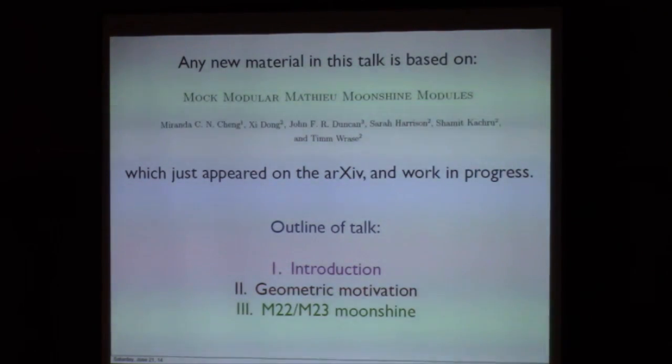So the outline of the talk is the following. There will be an introduction where I give you the 80s and early 90s preview of what Moonshine was. I'll then switch to geometry and motivate revisiting this subject. I think starting in 2010, there have been very good reasons to think about the subject again. And I'll close by describing briefly some of the highlights of this paper.